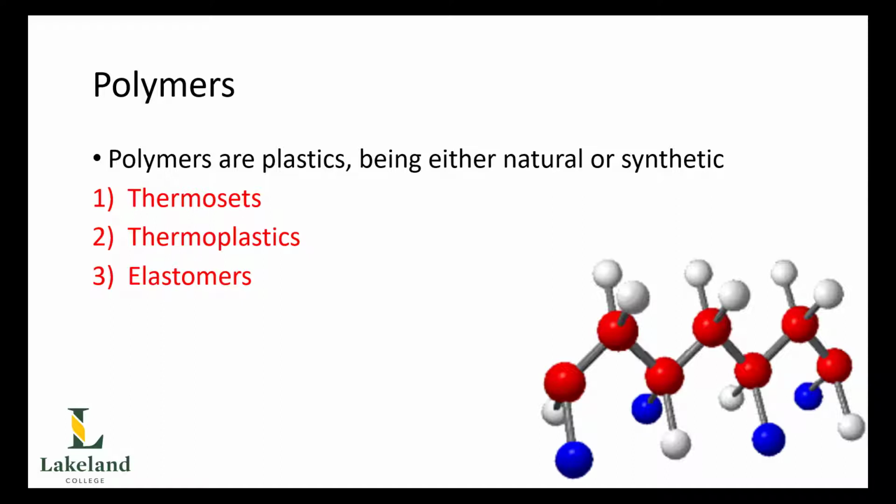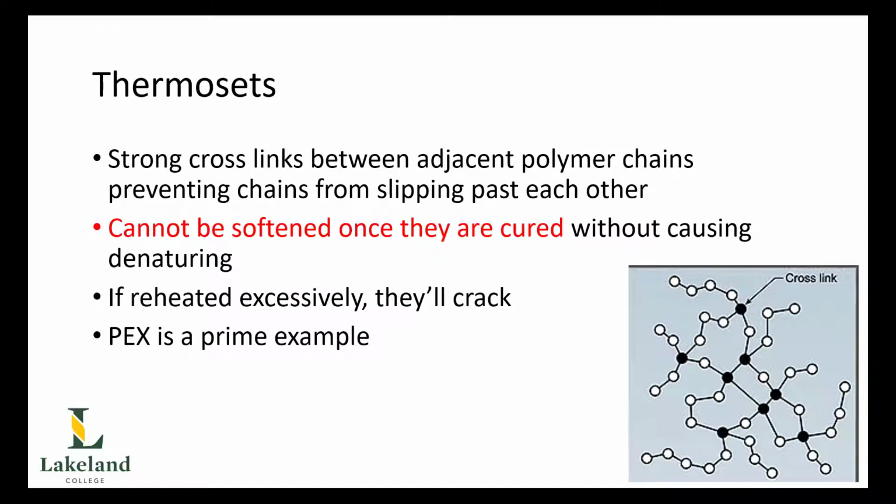Now, the three types that we need to discuss are thermosets, thermoplastics and elastomers. We basically need to know what the difference is between them and then some examples of where we might see them. So to start off with, let's talk about our thermoset. The best example of a thermoset is PEX, or if you're from Europe, it's called XLPE, same thing. PEX is polyethylene cross-linked, or XLPE is cross-linked polyethylene.